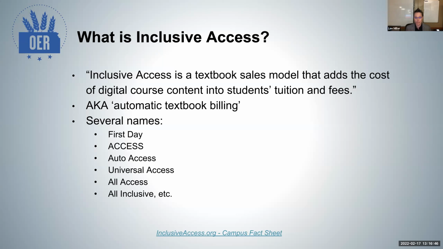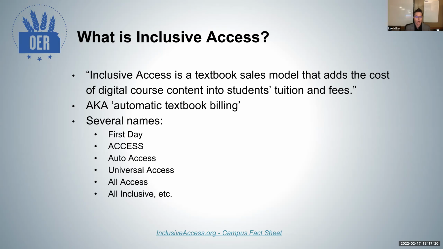And that's what this conversation is: literally an awareness to find out if this is something that's going to work for you, how it may work for you, and how it may not work for you, just so you know some of this information. So when we look at what inclusive access is, it really is a textbook sales model that embeds the cost of textbooks in the tuition and fees. So it ends up being behind the scenes, where some students may not necessarily see it. It's also called, AKA, automatic textbook billing, so you may see that term out there too.